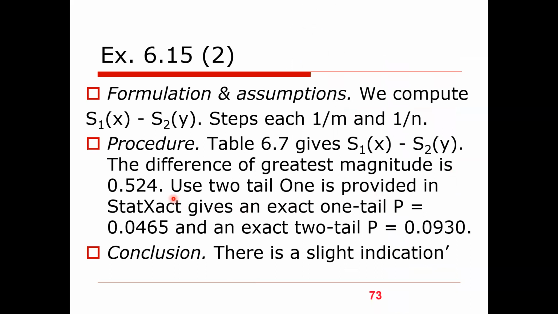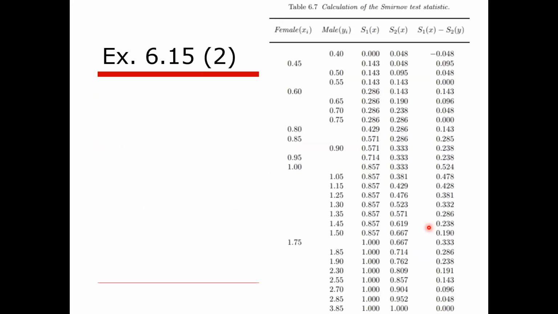So using this greatest magnitude, we can determine whether we use two-tail. One is provided in stat exact, which gives the exact one-tail p-value as this one. So the two-tail p-value is this one. It's weak evidence against the null. So we conclude there's not an obvious difference between the two genders' saliva distribution.